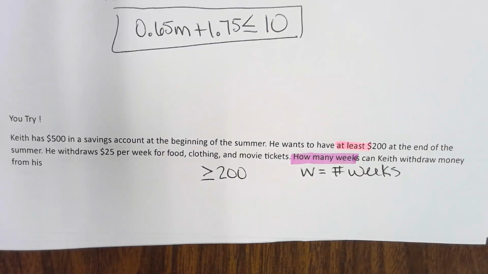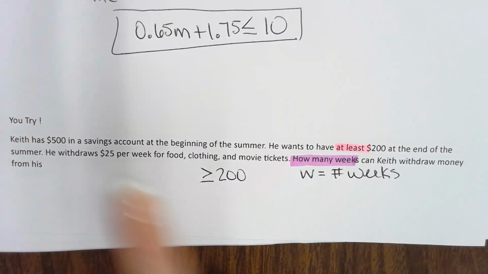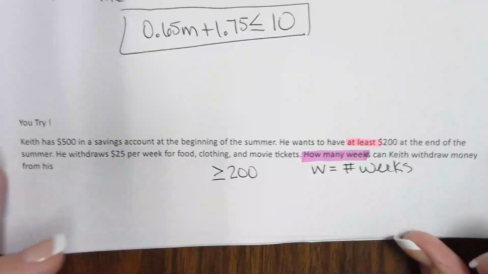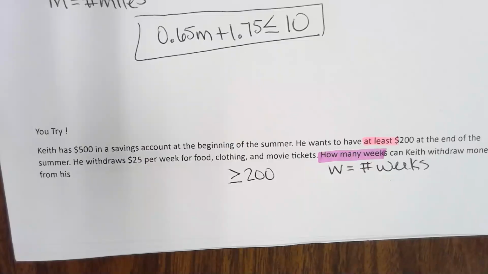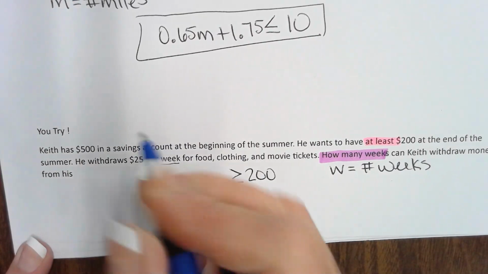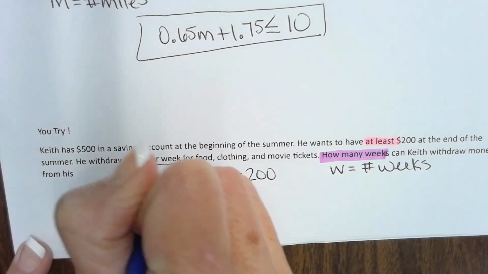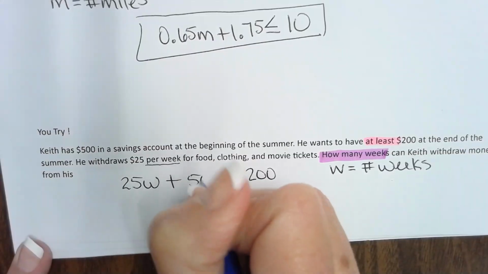Okie dokie. I've got two numbers now. I've got 500 and I've got 25, and one of these goes with my variable. Which one goes with my variable? Variable is the number of weeks. 25, and how do I know it goes with my variable? Because it says per week. So we've got 25W. The $500 is the beginning amount.